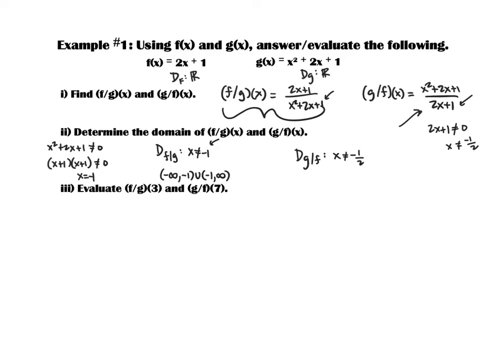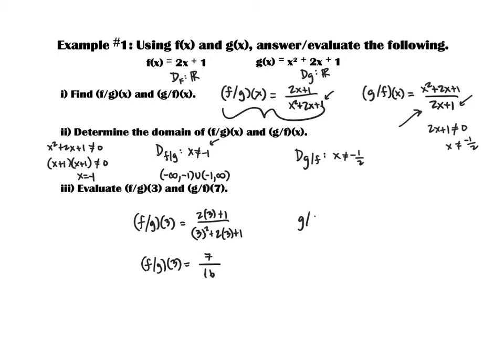I'm not going to write that in interval notation. You could do that. So let's find f divided by g of 3. If I take f divided by g and plug in a 3, I'm going to get 2 times 3 plus 1 over 3 squared plus 2 times 3 plus 1. That's going to come out to be 7 over 9 plus 7, which is 16. So f divided by g of 3 is equal to 7/16.